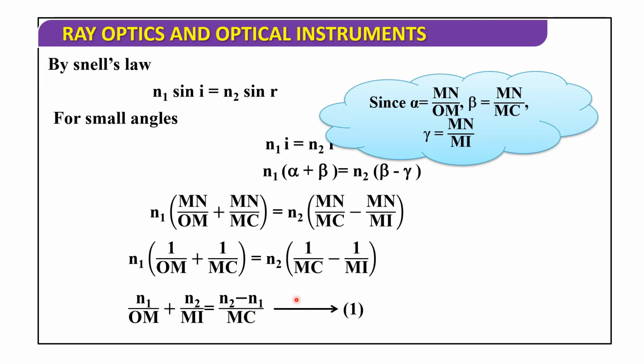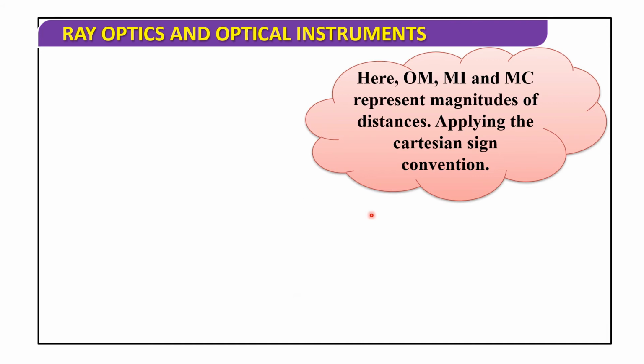So this equation can be written as n1 by OM plus n2 by MI is equal to n2 minus n1 by MC. Consider this as equation number 1. Here OM, MI and MC represent magnitudes of distances, and applying the Cartesian sign convention, we get OM is equal to minus u, the object distance, and MI is equal to plus v, the image distance. According to sign convention, we write minus u, and the next, MC, is the radius of curvature R.